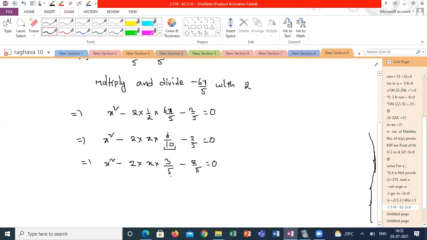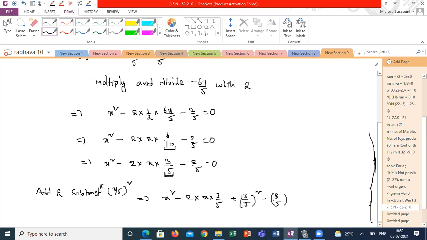Now, whatever number you are getting, what do you have to do? Add and subtract 3 by 5 whole square. So this will come as x square minus 2 into x into 3 by 5 plus 3 by 5 whole square minus 3 by 5 whole square minus 2 by 5 is equal to 0.